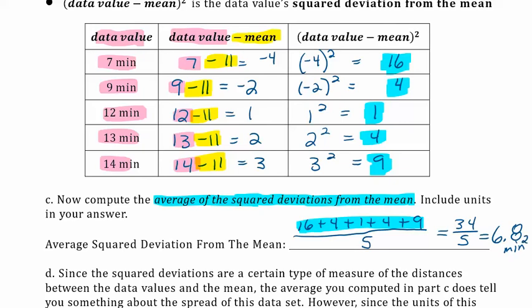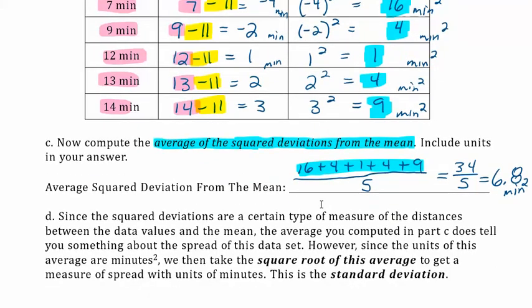Now, why is it minutes squared? Well, let's think about over here. We took our data value, which was in minutes, and subtracted our mean, which was in minutes. So this answer is in minutes. Minutes, minutes, minutes. And then we went over here and we squared that. So we did -4 minutes squared. So this is 16 minutes squared. What the heck is a minute squared? Well, it's not really a real thing, but it's going to motivate what we're going to do next.